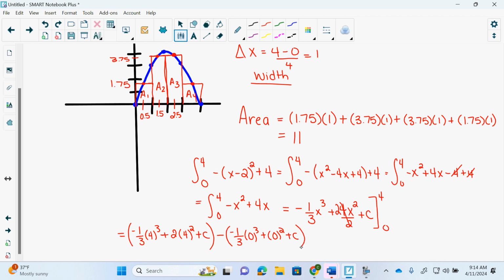Now some people say, well, what do I do with the C? I don't know what it is. Well, you have an add a C and you have a minus a C, so the C's cancel and go away. Now what happens when I have -1/3 times 0 plus 0? This also goes away. So really it's just going to end up being the answer to this.